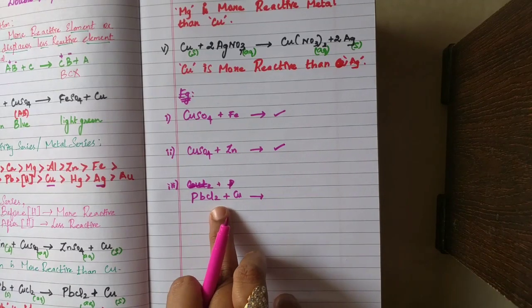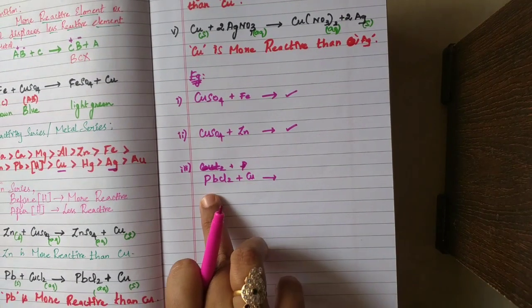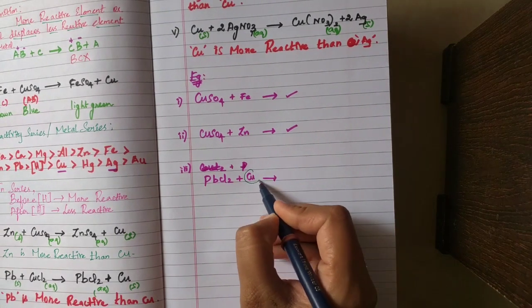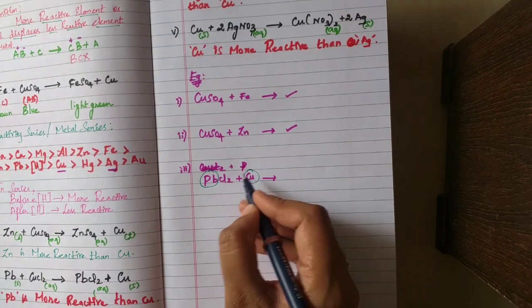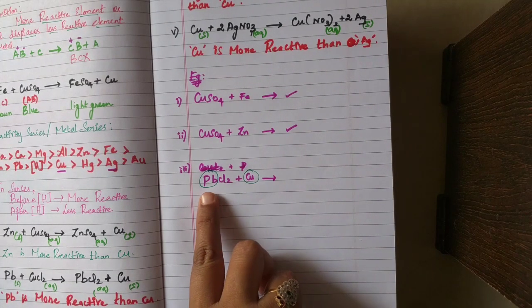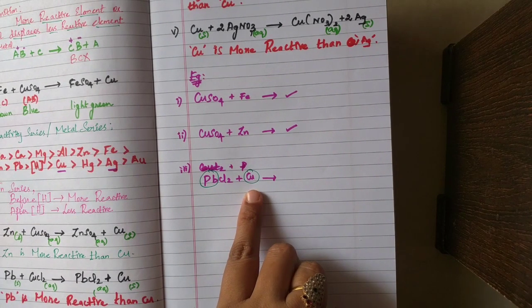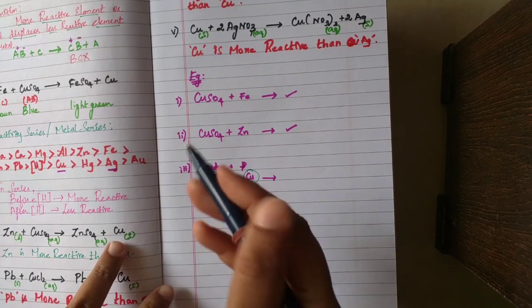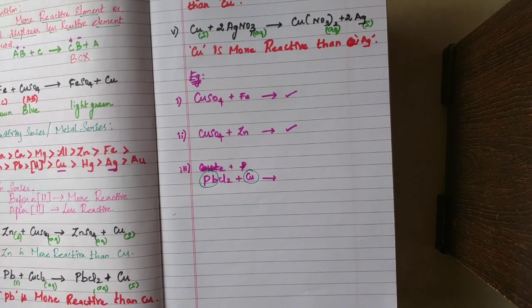But see students, compare here and here, copper and lead. See here, these are metals, right? This alone metal should be more reactive, not compound metal. Then only the reaction happens. It is the concept, students. Alone metal, that is free metal. What is the concept here? Free metal should be more reactive. You should not forget this concept.